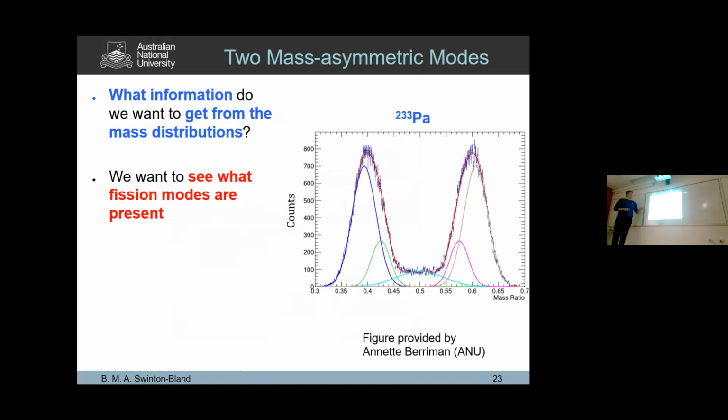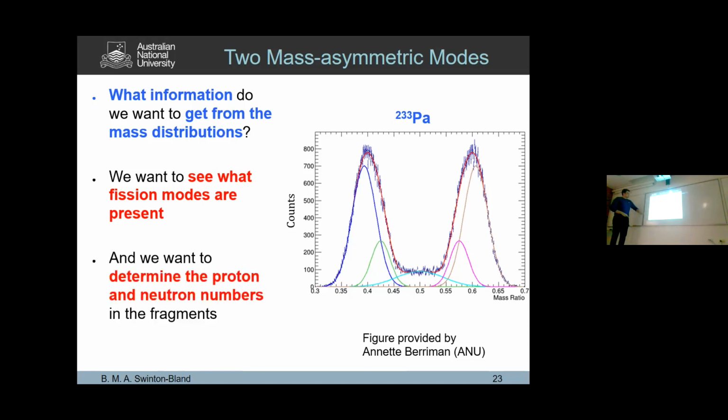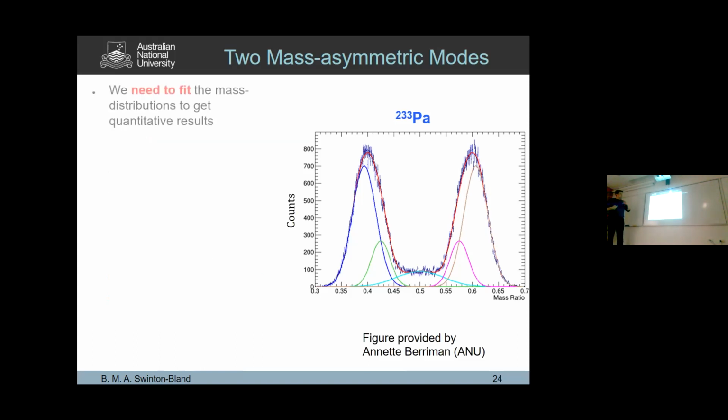So, for example, if we look at the fission mass distribution of protactinium, one that's measured at ANU and analyzed by Berryman, we can see that to actually correctly reproduce this structure, we need a 5 Gaussian fit. This means there are 3 different modes of fission occurring in this distribution. I'll come back to that in the next slide. The other thing that we want to get from these mass distributions is to determine the proton and neutron numbers in the fragments, in the peak yield of these fragments. So the way we can get all of this information is to fit the distribution.